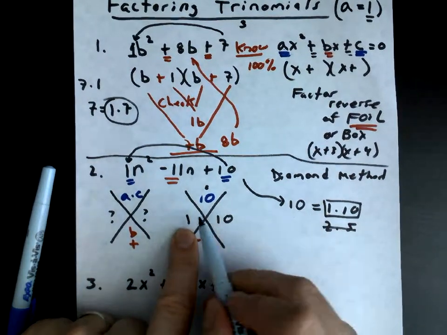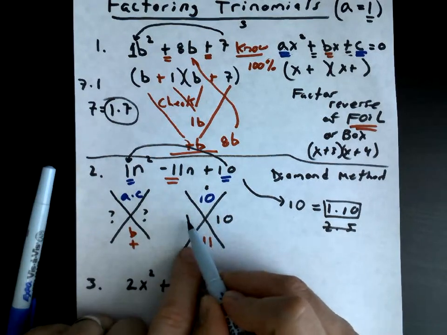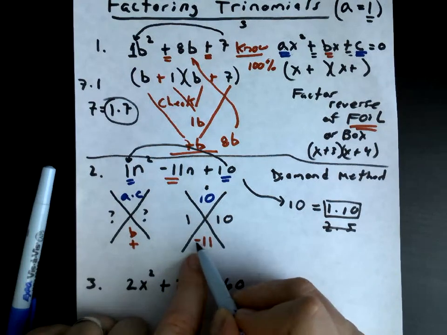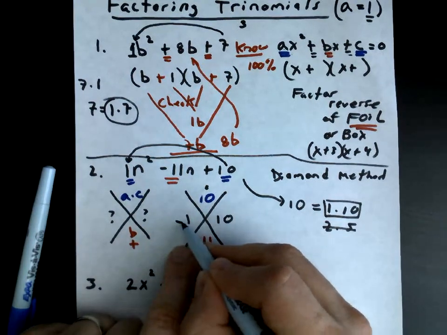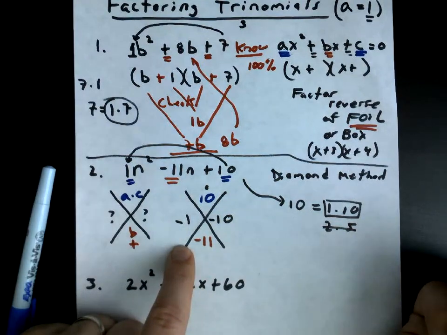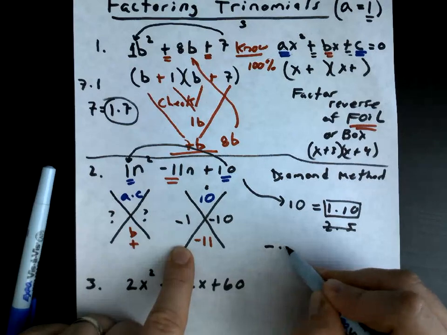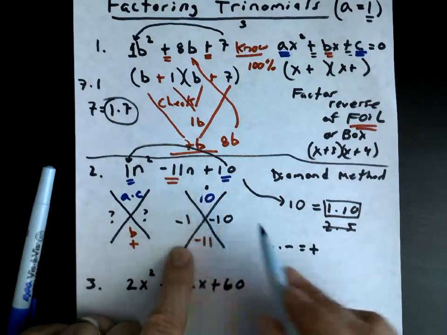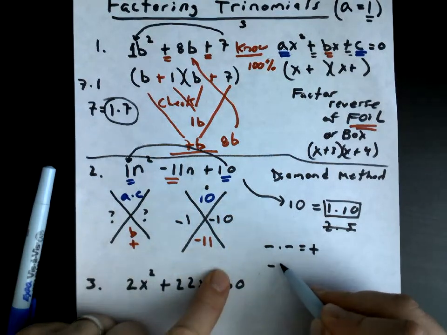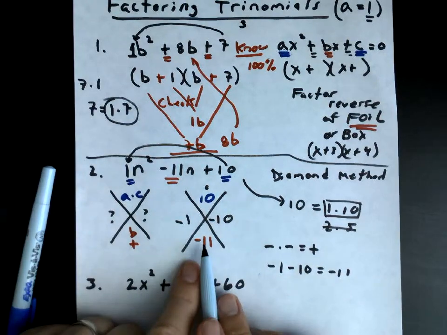Now, 1 times 10 is 10, but 1 and 10 don't make negative 11. So guess what we're going to have to do? We're going to put negative and negative, because remember, a negative times a negative is a positive, and that makes positive 10. And negative 1 minus 10, negative 1 plus negative 10, is negative 11, and that makes 11.